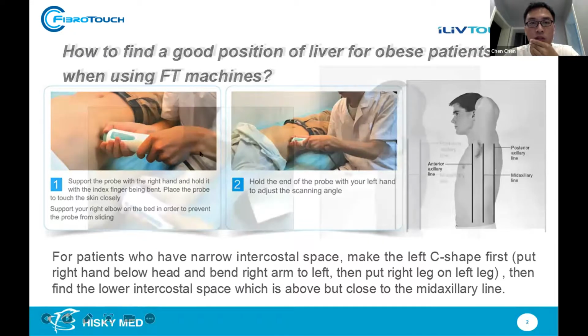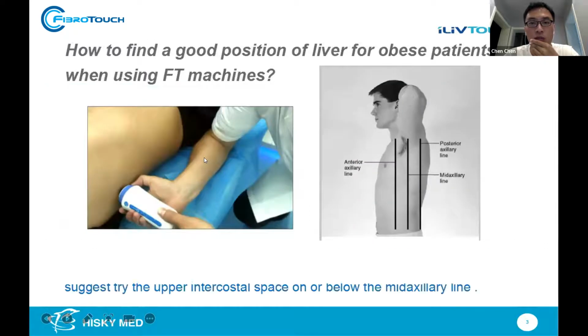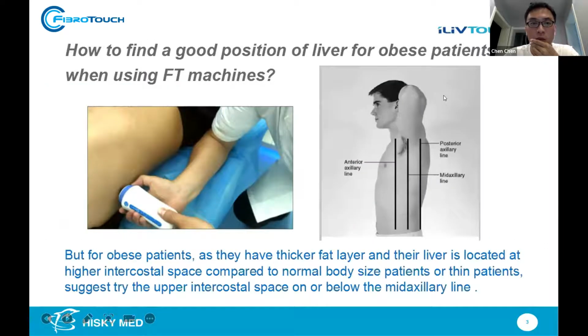And for obese patients, where is the position? As we know, obese patients have thicker fat layers, so their liver is located at a higher intercostal space compared to the normal body size patients or the thin patients. So we suggest that we can try the upper intercostal space on or below the midaxillary line. That means the liver position of obese patients could be on the midaxillary line or between the midaxillary line and the posterior axillary line.